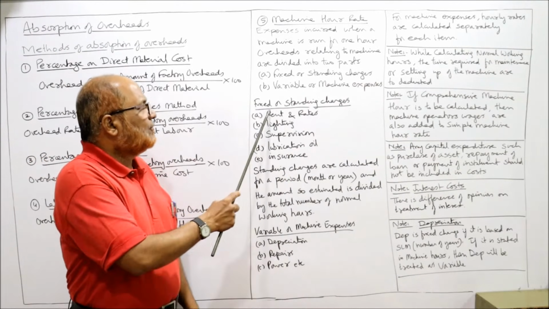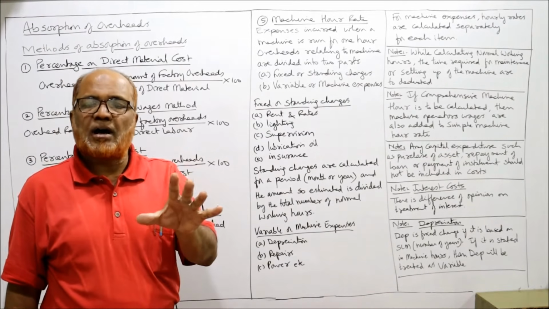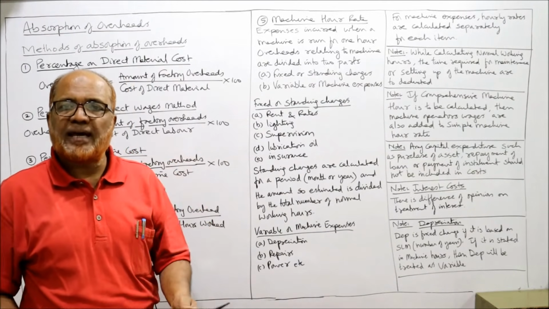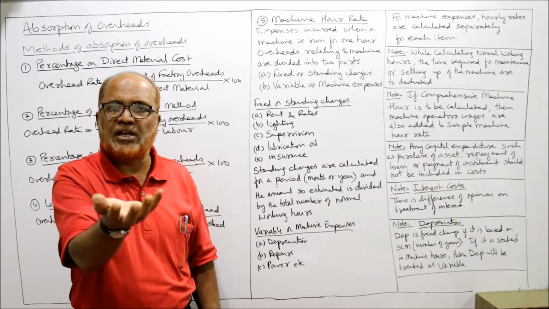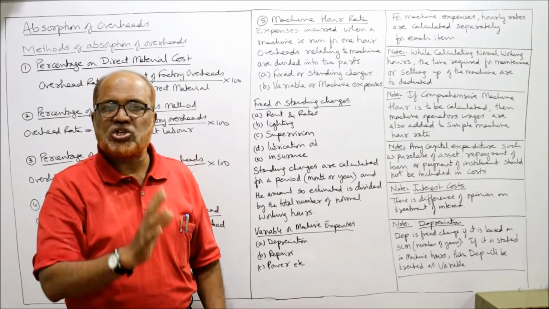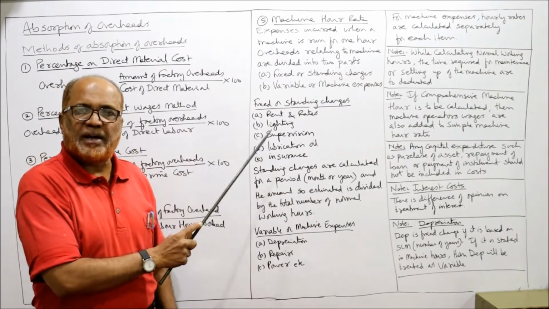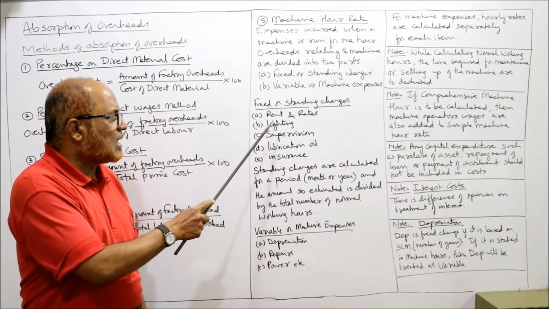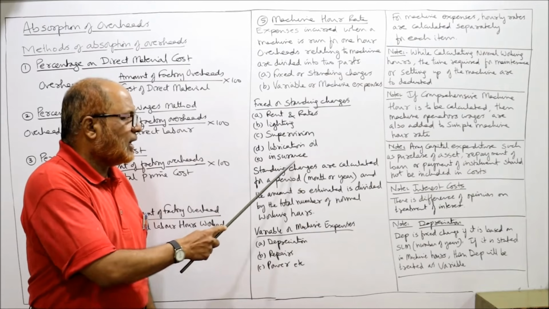So fixed or standing charges. Name itself is clear. Fixed का मतलब है कि ये चेंज नहीं होगा. The expenditure which is to be incurred whether the machine is running or not running. Even if the machine is stopped, expenditure will be incurred. That is called fixed or standing charges. The expenditures of machine which are fixed are, for example, rent and rates, lighting, supervision, lubricating oil, insurance.